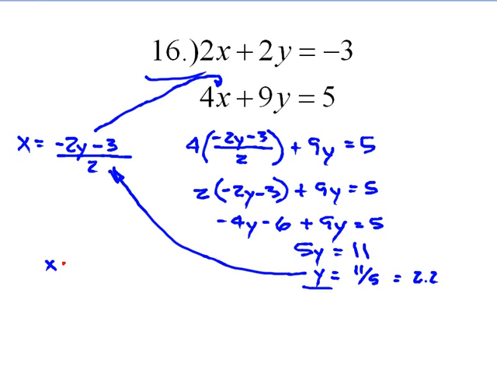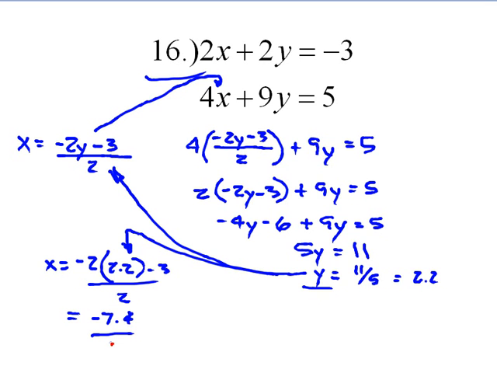So we'll go over here. X equals -2 times y, which is this one, 2.2, minus 3, divided by 2. And after you put that in your calculators, you should come up with -7.4 divided by 2, which equals -3.7.